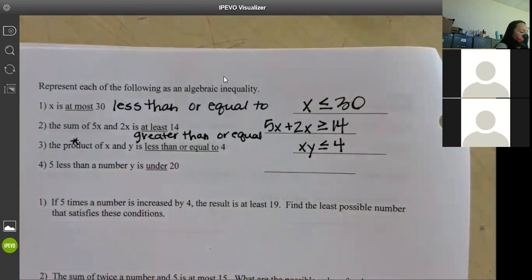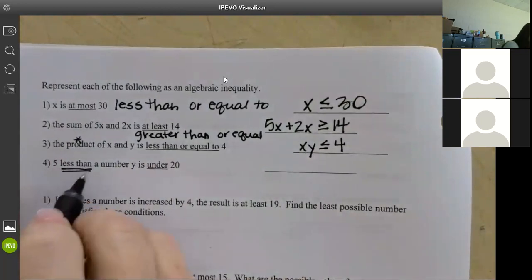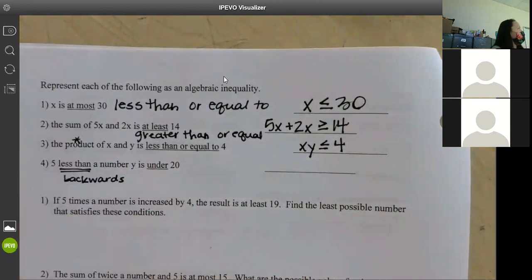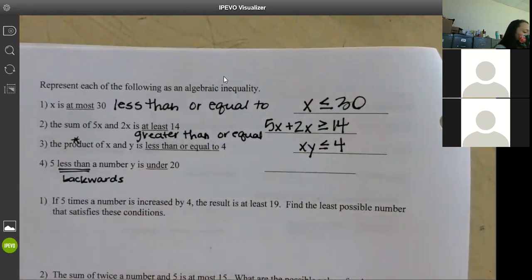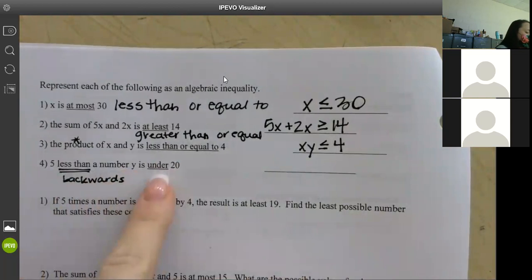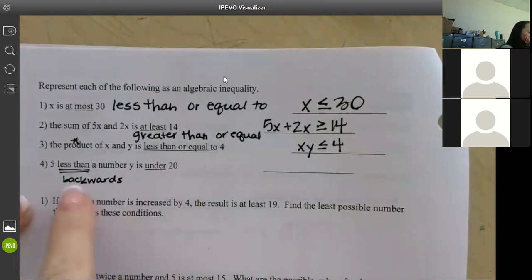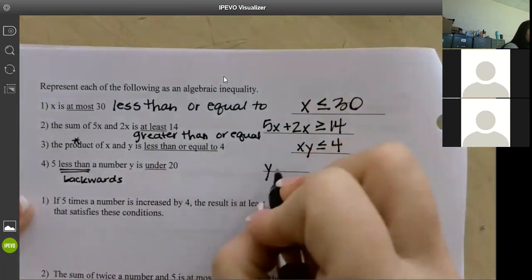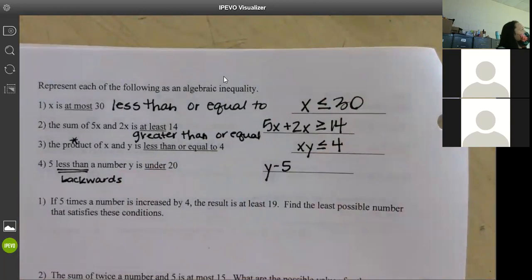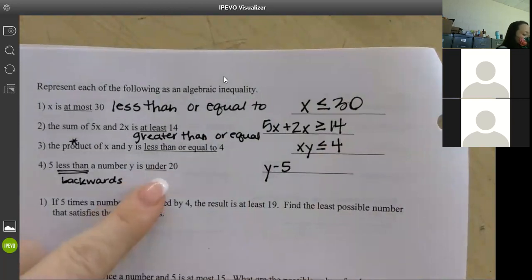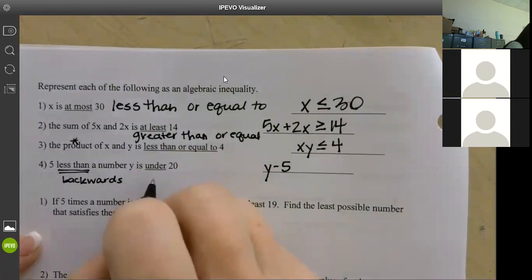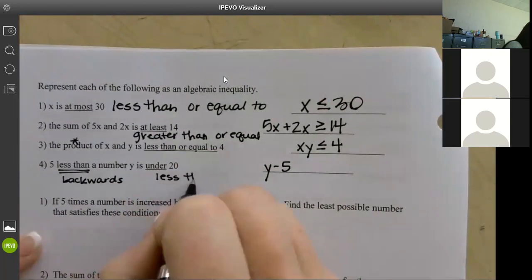Okay, watch this one. Remember what I told you about the words less than. It's going to be subtract, but we got to think backwards. Remember that. Anytime we see less than, we think backwards. So 5 less than a number y is under 20. 5 less than a number y, we think backwards. It's going to be y, and then you did say subtract 5. Okay, so anytime we see less than, think backwards. What does under mean? Greater than or less than? Less than. Is it going to be equal to?